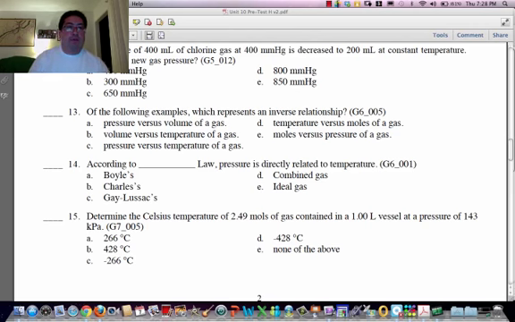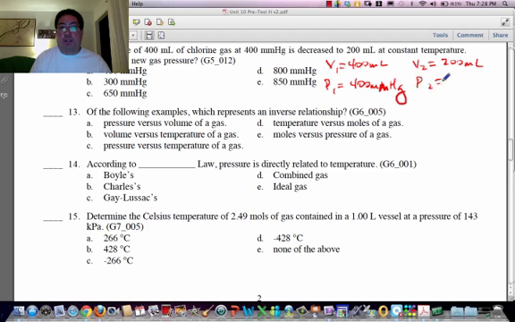For number 12, we have a volume of 400 milliliters of chlorine gas at 400 millimeters of mercury that is decreased to 200 milliliters at constant temperature. What is the new pressure? Here we have a V1 of 400 milliliters, a pressure that corresponds to 400 millimeters of mercury, and a V2 of 200 milliliters, and we're solving for P2.